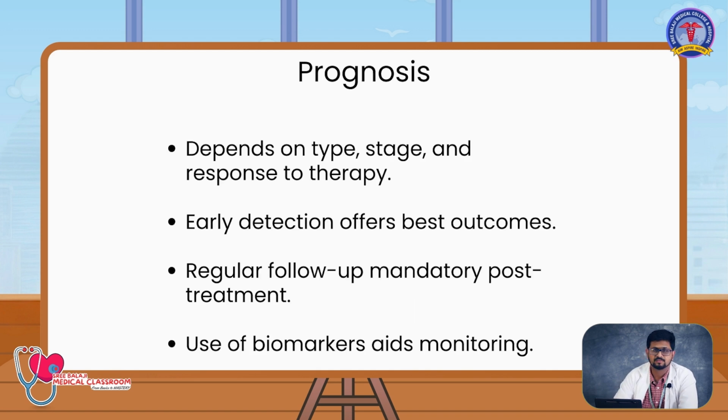Prognosis, which is very important in tumor conditions, depends upon the type of the tumor, staging of the tumor and response to therapy. Early detection will be helpful to treat accordingly. Regular follow-up is mandatory to know whether any patient is having any kind of recurrence or other conditions. Use of biomarkers for monitoring is also very important.